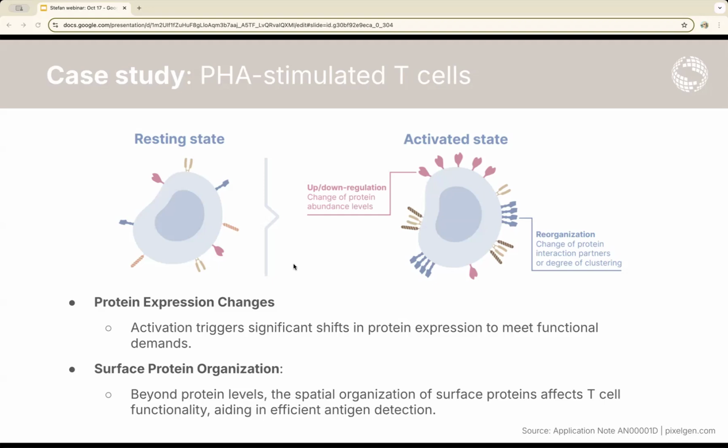so that the cell can meet its shift and its change of metabolism. But also, and this is not as frequently looked at, there are many different rearrangements on the cell surface that do not have to do with changing the abundance of certain proteins per se. And these are the things that we're going to try to look at now with MPX data.